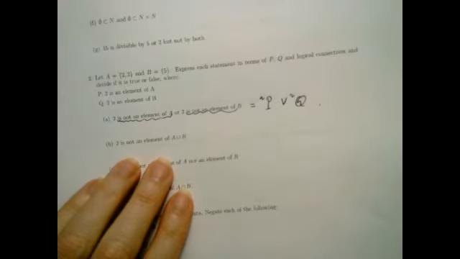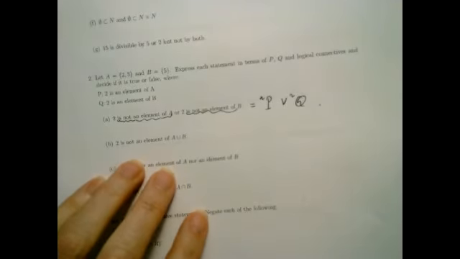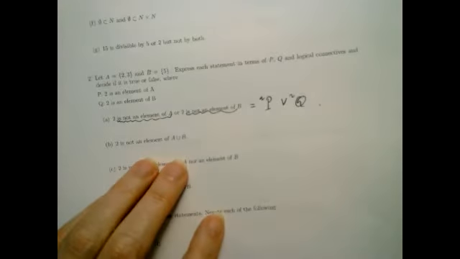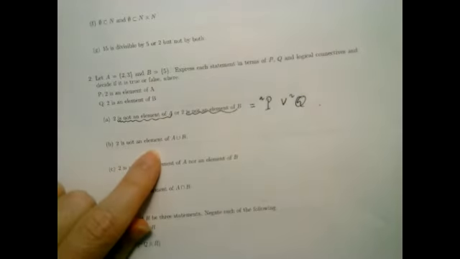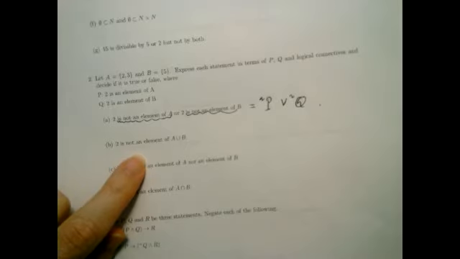B: 2 is not an element of A union B. I want you to be very careful with that. First, write it. Rewrite it so that we can actually work with it. First, let's try to express it in terms of P and Q. How can we rewrite it so we can really work with it?